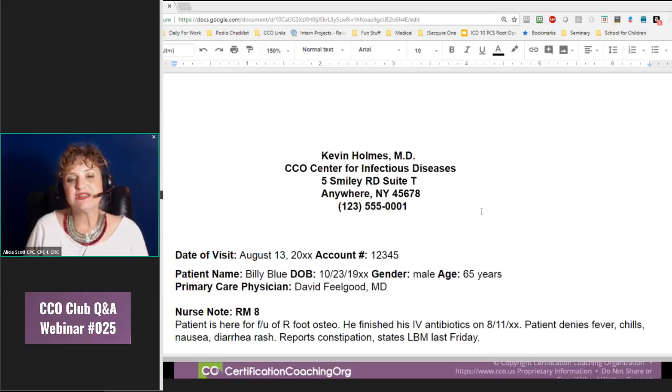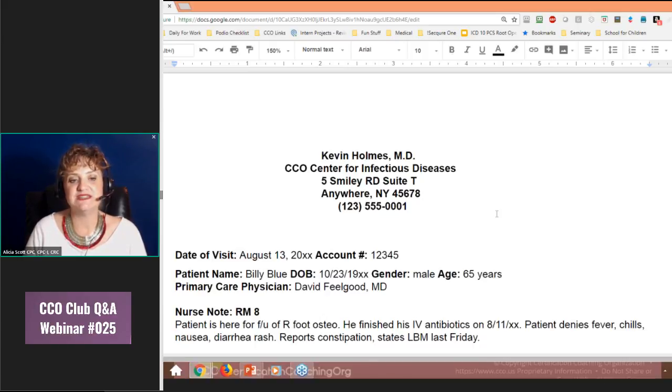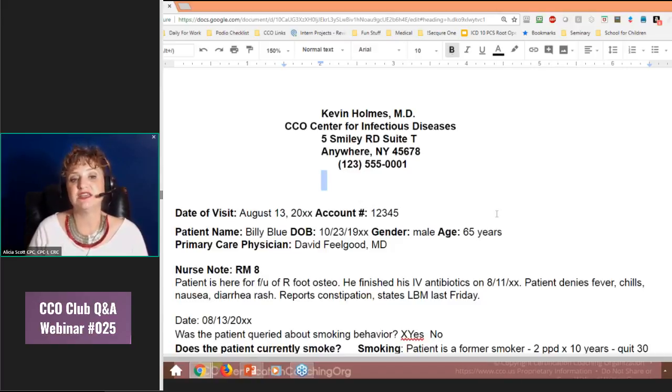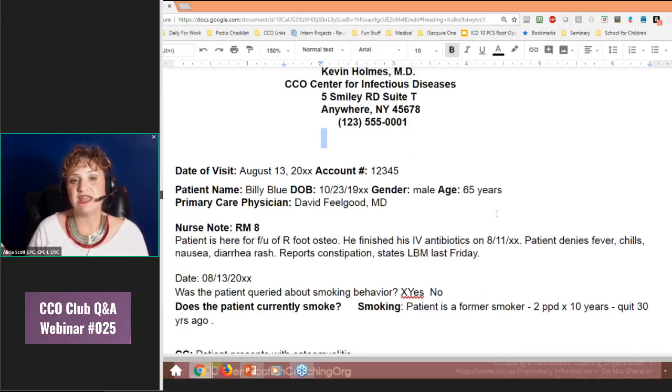So this has been redacted, and this is an infectious disease visit. That's something you probably are not seeing very often. You don't think of infectious disease visits. So here we go. We don't care about the date of visit, except for when we're doing risk adjustment. We do need to verify that there is a legible date of service, and we do have that.